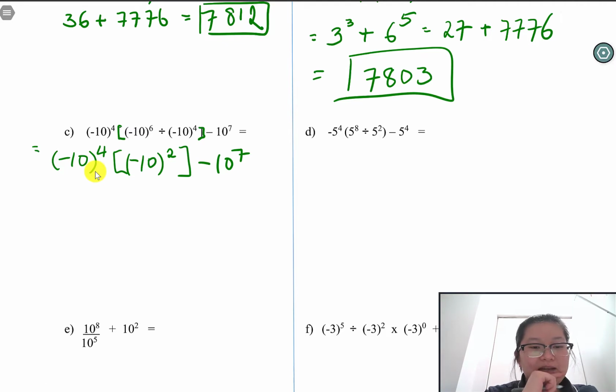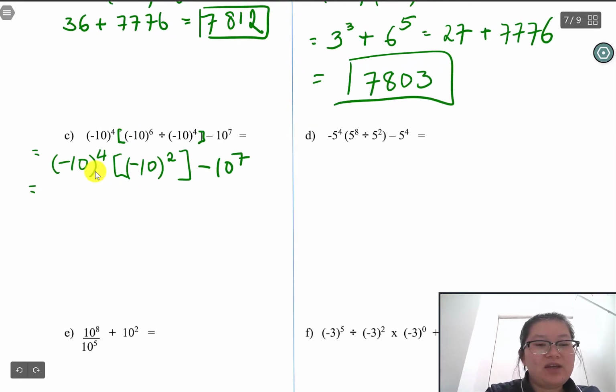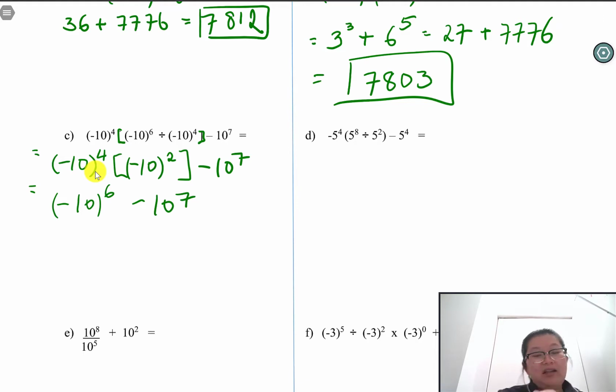Next up is multiplication. That one comes next. And this is going to give me both our negative 10, same base. And then I get 4 and 2. This is multiplying, so 4 plus 2 gives us 6. And then minus 10 to the power of 7. Now we are left with subtraction.